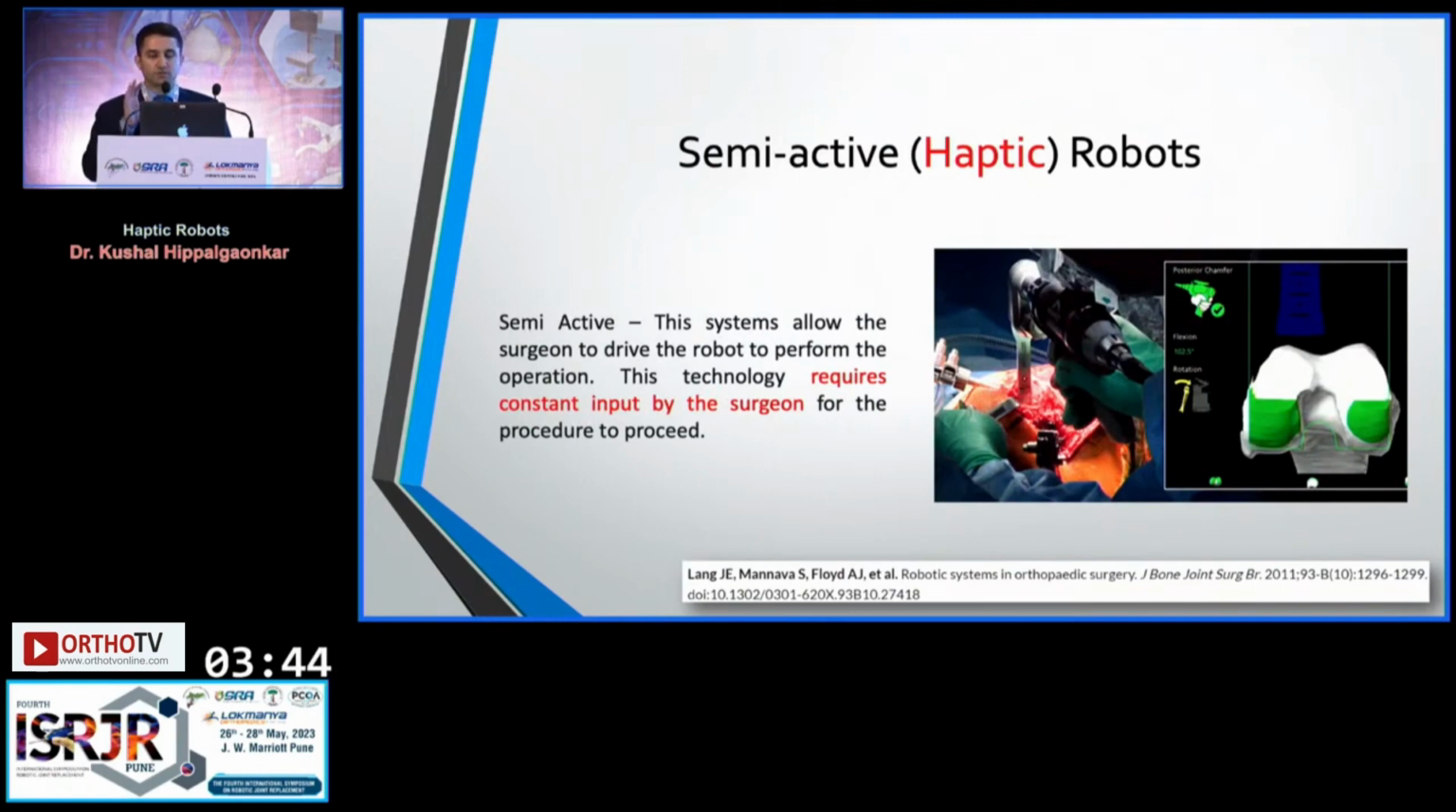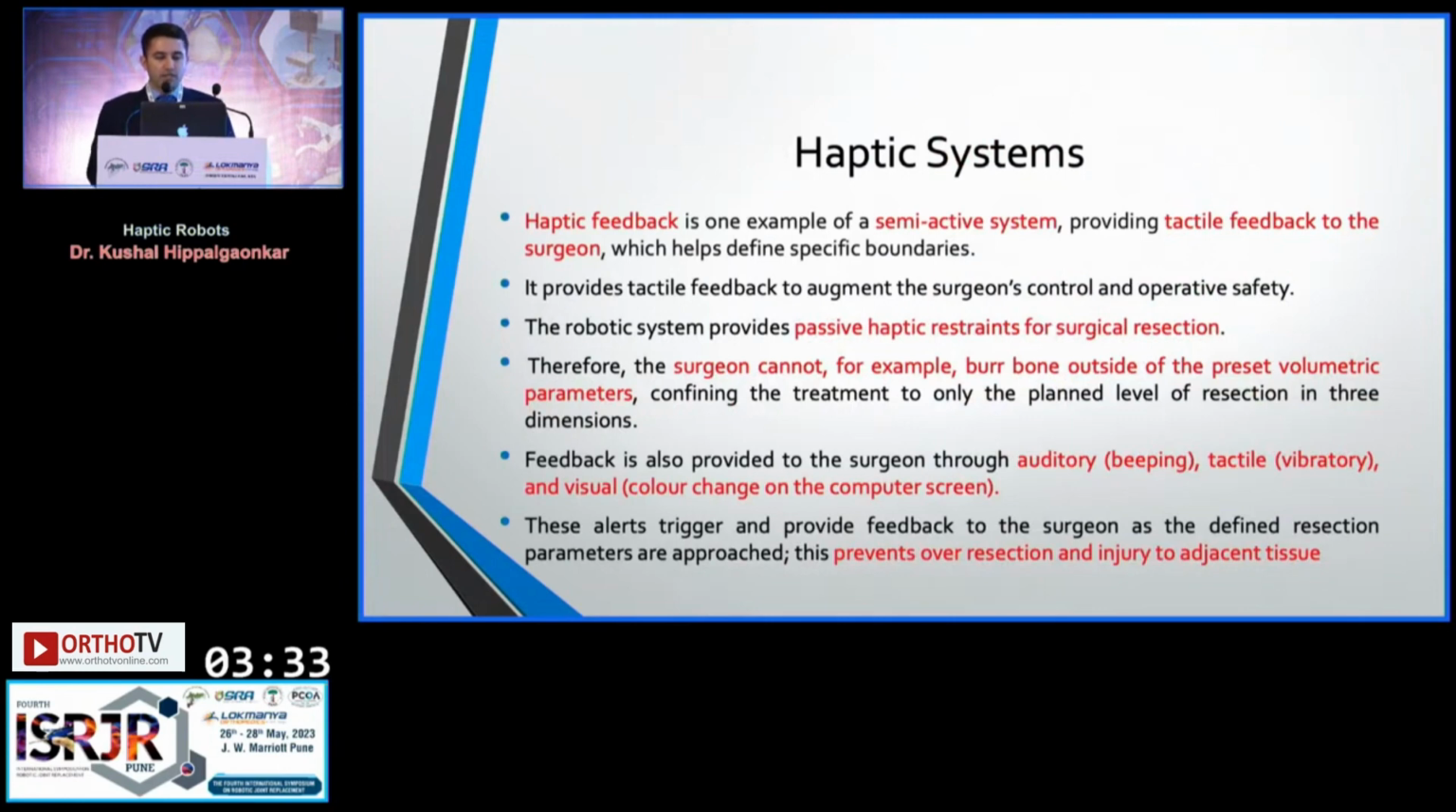And when it comes to semi-active or the haptic robots, this system allows the surgeon to drive the robot to perform the operation. Now this technology requires constant input by the surgeon for the procedure to proceed. Just so you know, haptic robots are right now in different aspects, but in orthopedic surgery restricted to only the Mako. So haptic feedback is one example of a semi-active system. It provides tactile feedback to augment the surgeon's control. The robotic system provides passive haptic restraints for surgical resection.